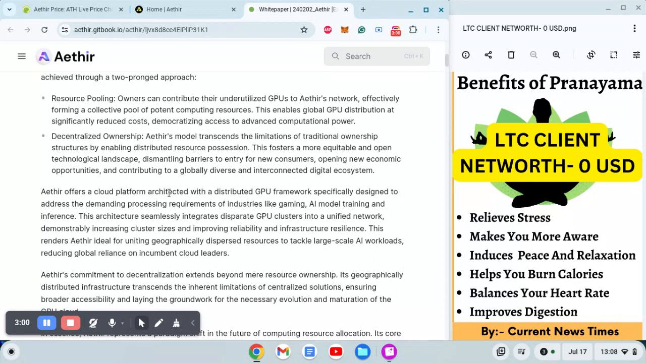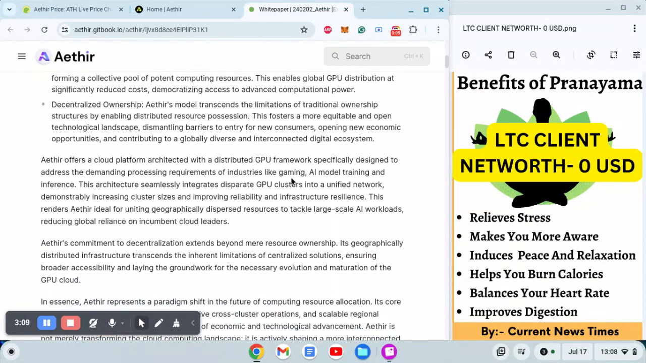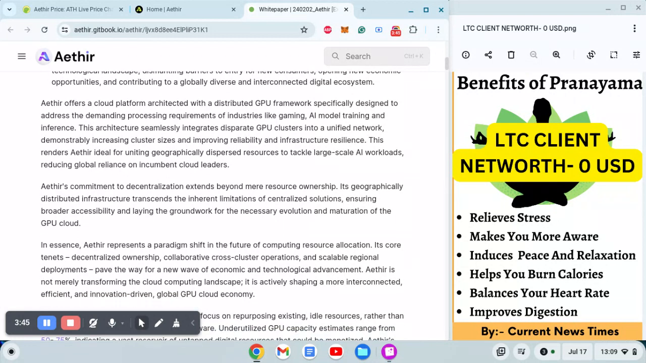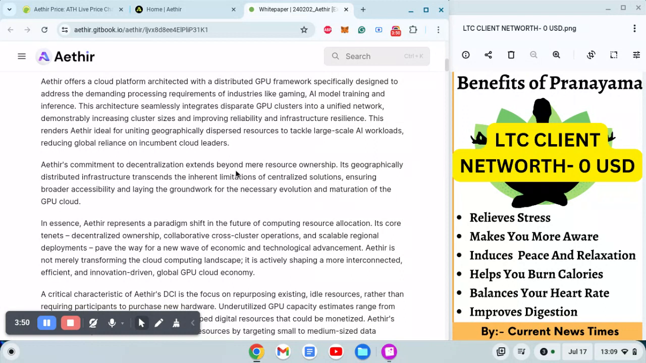Aethir offers a cloud platform architected with a distributed GPU framework specifically designed to address the demanding processing requirements of industries like gaming, AI model training, and inference. This architecture seamlessly integrates disparate GPU clusters into a unified network, demonstrably increasing cluster sizes and improving reliability and infrastructure resilience. This renders Aethir ideal for uniting geographically dispersed resources to tackle large scale AI workloads, reducing global reliance on incumbent cloud leaders. Aethir's commitment to decentralization extends beyond mere resource ownership. Its geographically distributed infrastructure transcends the inherent limitations of centralized solutions, ensuring broader accessibility and laying the groundwork for necessary evolution and maturation of the GPU cloud.